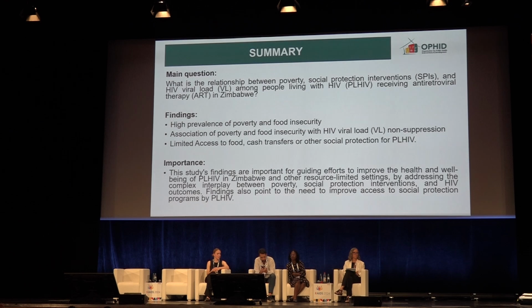We had 3 major key findings. Number 1, high prevalence of poverty and food insecurity. Number 2, association of poverty and food insecurity with HIV viral load non-suppression. Number 3, limited access to food, cash transfers, or other social protection for people living with HIV. The importance of this study is that it addresses the complex interplay between poverty, social protection, and HIV outcomes.